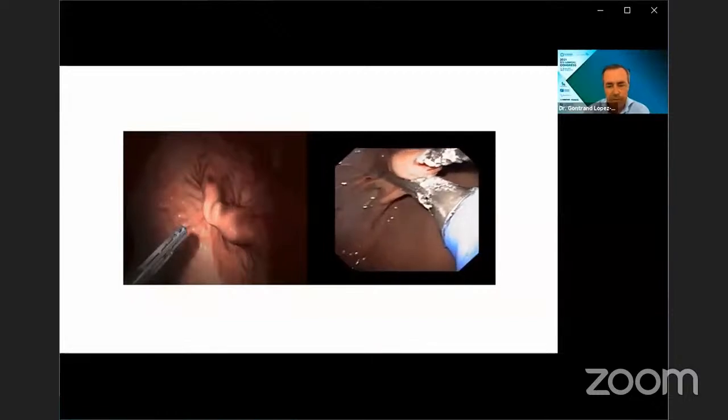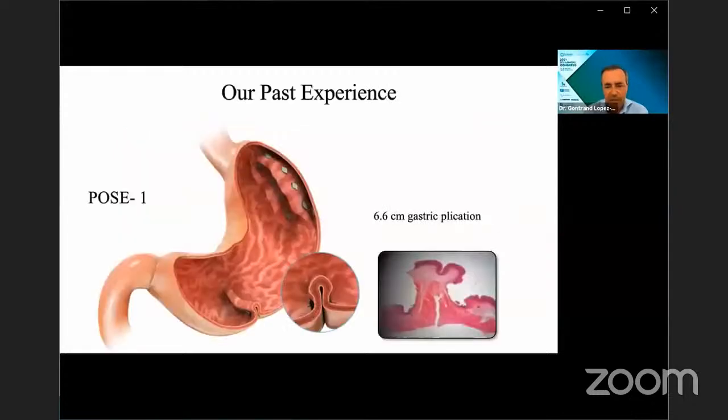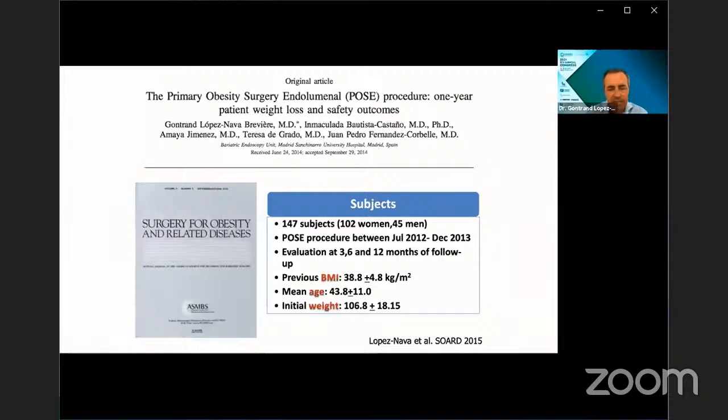This is what we do in the POSE procedure, applying different patterns and doing it in different layers of the surfaces of the stomach. In the past, we were addressing with this plication just the fundus, with the hypothesis of trying to avoid accommodation of the stomach. We published this experience in 147 patients, with an initial BMI of 38, mean age 43, and initial weight of 106 kgs.